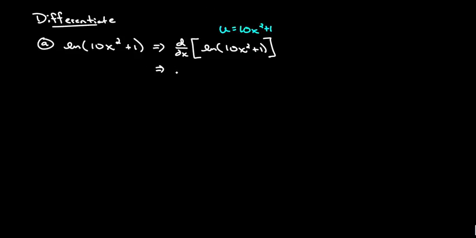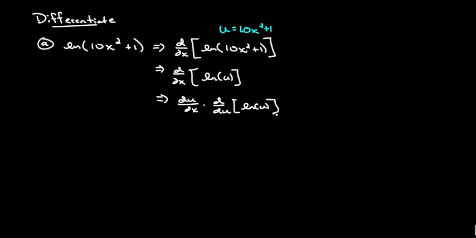So then what we're looking for is d/dx of the natural log of u. But we can't do that because u is a function of x, so we've got to go ahead and use our chain rule. So this will be du/dx times d/du of the natural log of u. So d/du of the natural log of u, we know that guy is 1 over u. So we'll get to that in just a second.